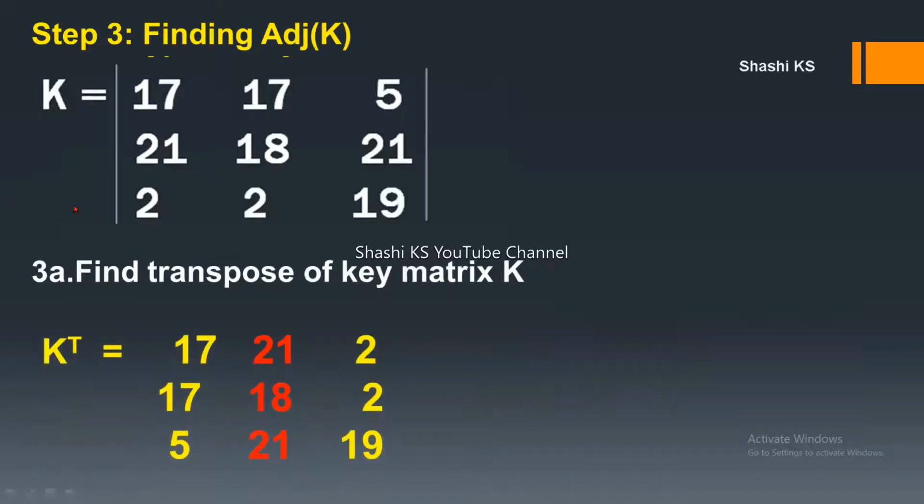The first step is to find the transpose of the key matrix. Transpose is nothing but interchanging the rows and columns. The first row, 17, 17 and 5, becomes the first column of our transpose matrix. So here you can see 17, 17 and 5 in the first column. The second row contains 21, 18 and 21, and this second row will be changed to the second column in the transpose matrix. The third row would be changed to the third column. So finally, we have got our transpose matrix, and this is the first step in finding the adjoint of the key K.